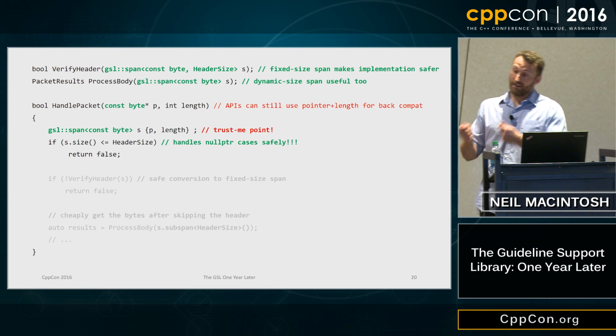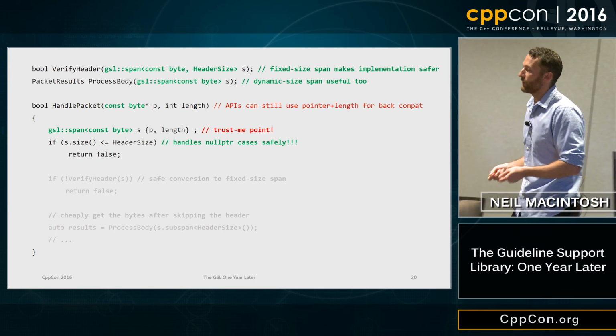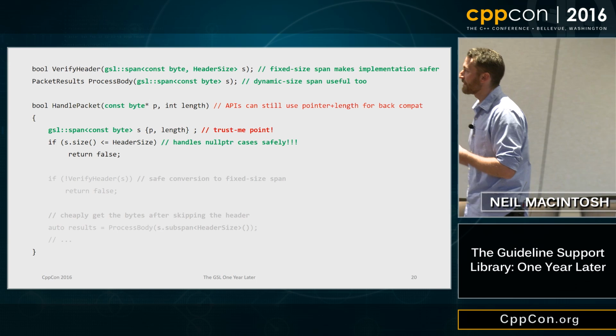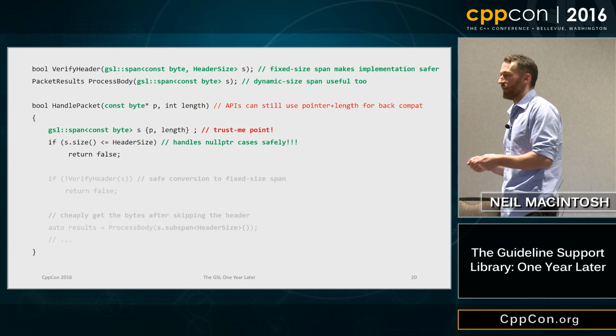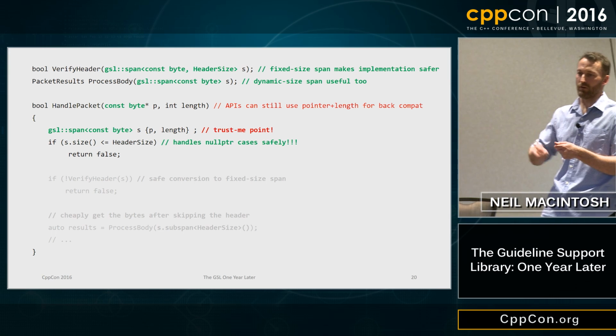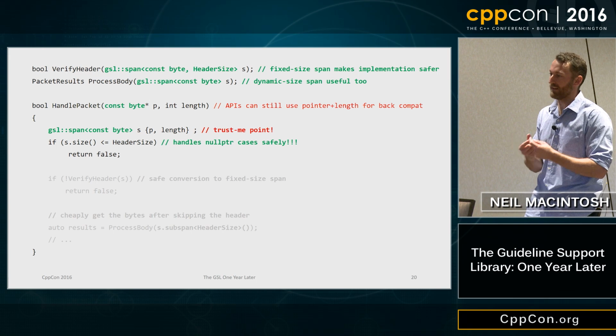So then, the other reason I wanted to take a pointer length here is to point out that you can initialize the span with a pointer length, and what you've got is a really nice, clear trust point in your application. I'm making a statement about this pointer and this integer I got from somewhere. I'm making a statement that I trust that the two go together, and I trust that length is right.